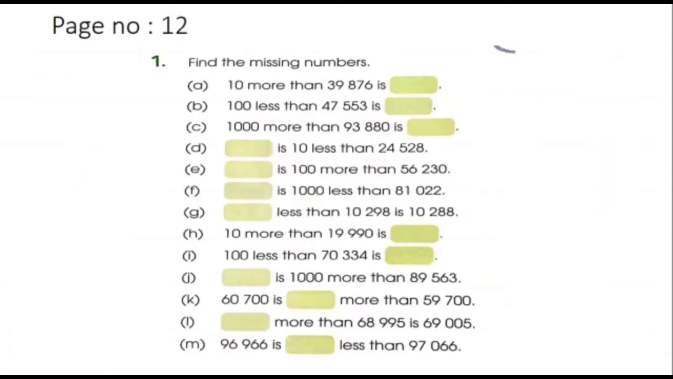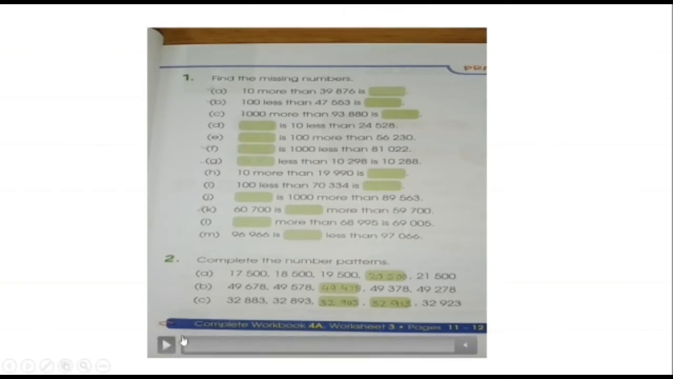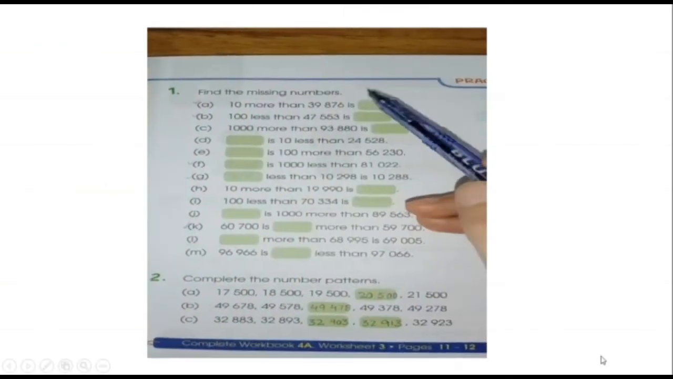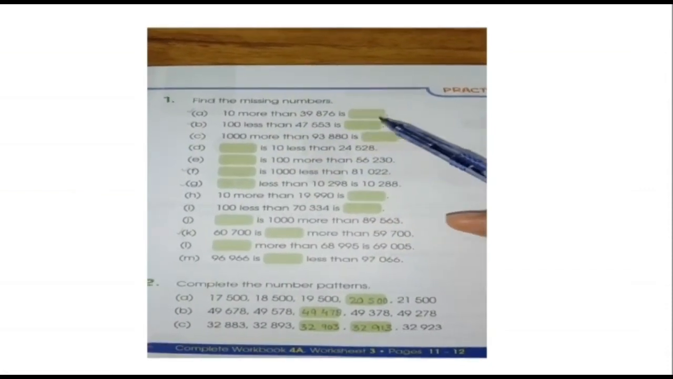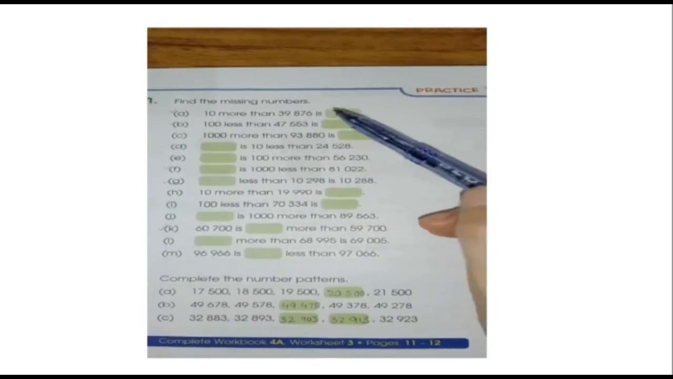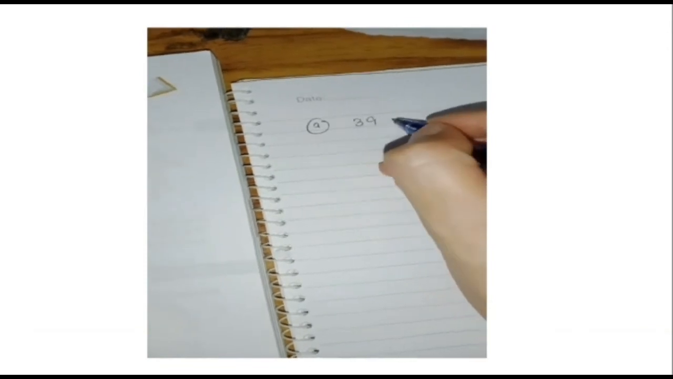Next is page number 12 and question number 1, fill in the missing numbers, and I am going to tell you how you have to solve this. Now let's check this video. Here question number 1 is fill in the missing numbers, and A part is 10 more than 39,876 is dash. Here you have to add 10 in 39,876 to find out how much more it is.